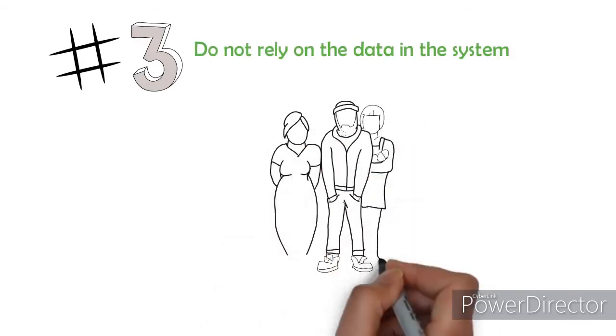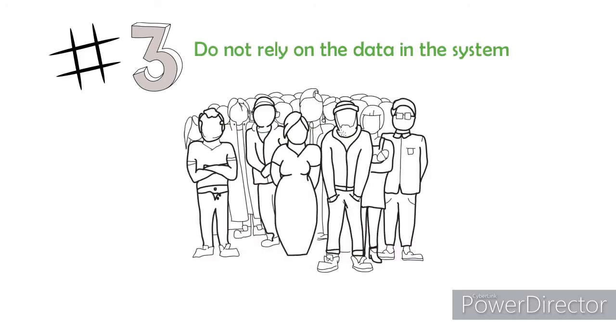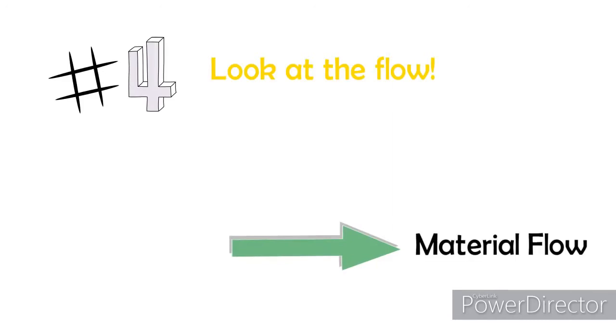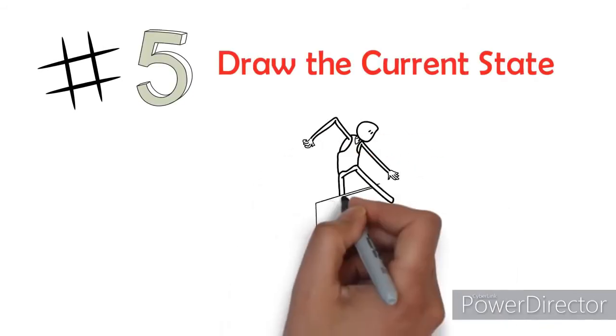3. Do not rely on the data in the system. Look for reality. Speak with people. 4. The point of value stream mapping is not the map itself, but to genuinely understand the process by looking at material and information flow. 5. Draw the current state. Do not jump to conclusions.